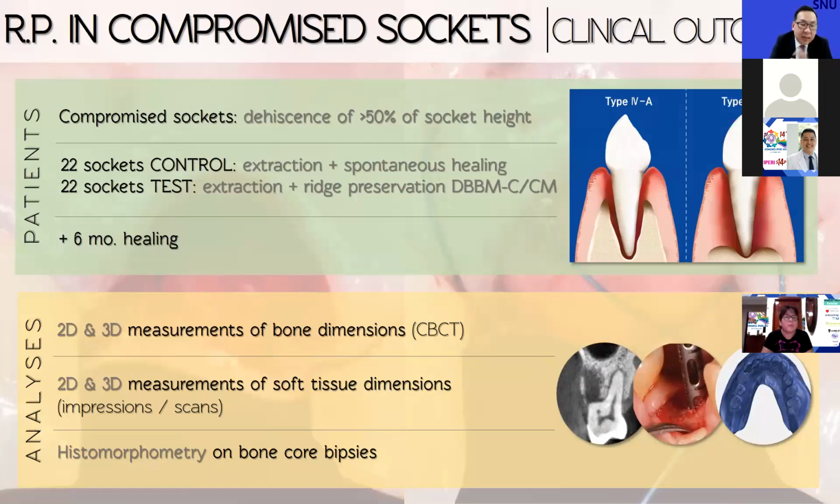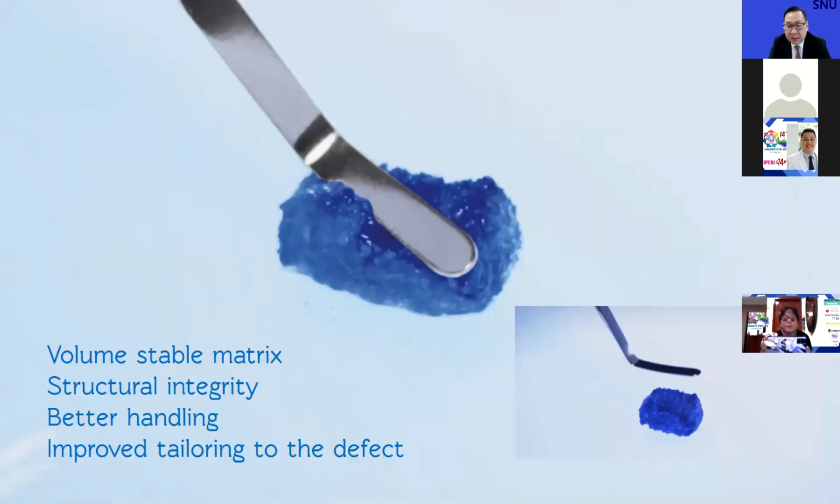And then this is the analysis we did: soft tissue, hard tissue, and bone core biopsies. And like I told you, a matrix type of bone was used in the study. Okay, just to repeat that. Okay, this I'm going to skip.